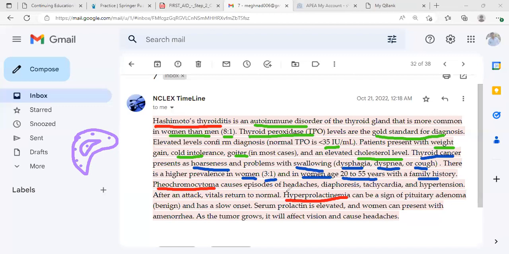Pheochromocytoma causes episodes where the patient presents with a huge increase in blood pressure and headache. Headache, diaphoresis, tachycardia, and hypertension. Blood pressure goes up. Tachycardia, heart rate goes up. Sweating, diaphoresis, and headache. So it is the typical presentation of pheochromocytoma. Every student must know.